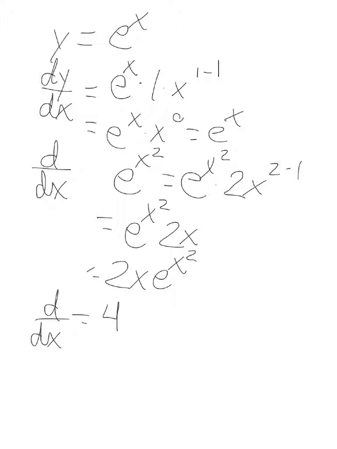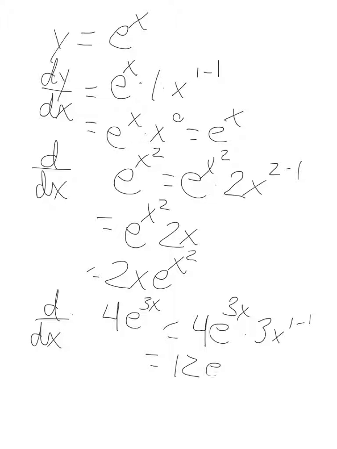Suppose I had 4 times e to the 3x, and I want to take the derivative of that. So the constant stays out front, times e to the 3x. Then you take the derivative of 3x, but that's just going to be 3 times x to the 1 minus 1 power. So I'm going to end up with 12 e to the 3x. Okay? So that's pretty straightforward.